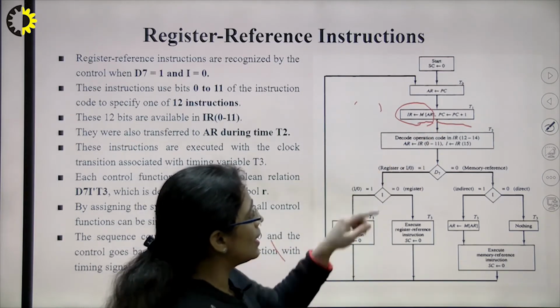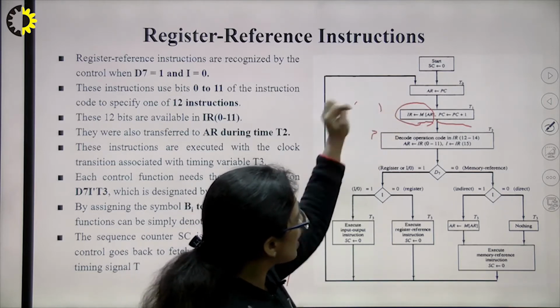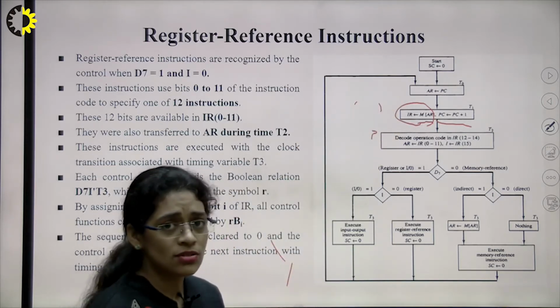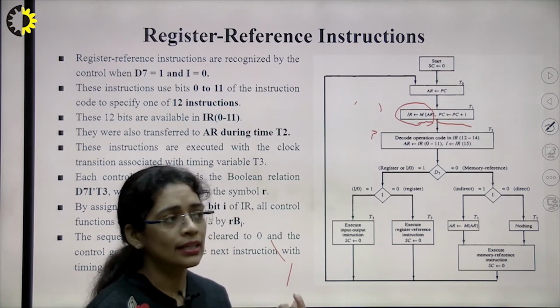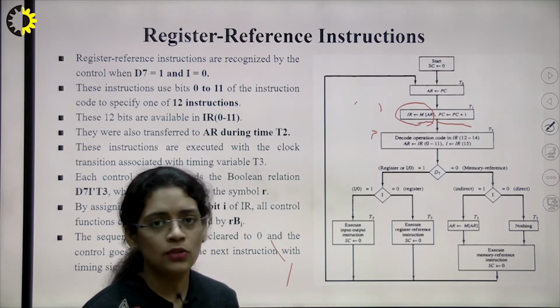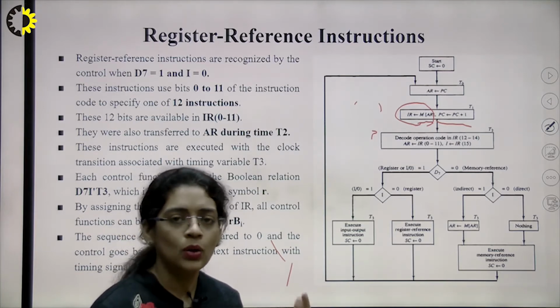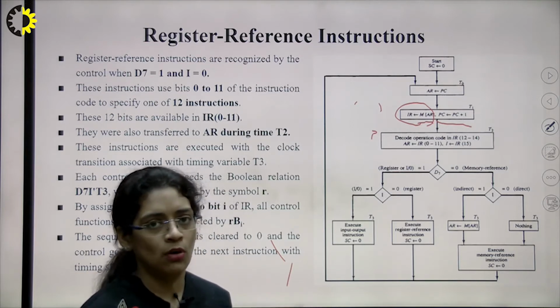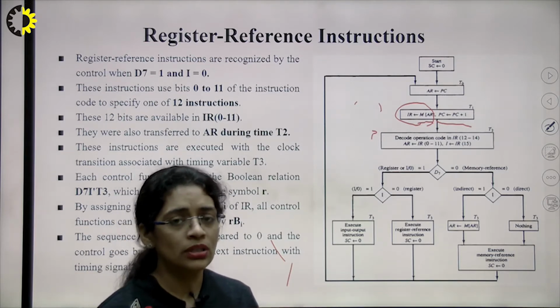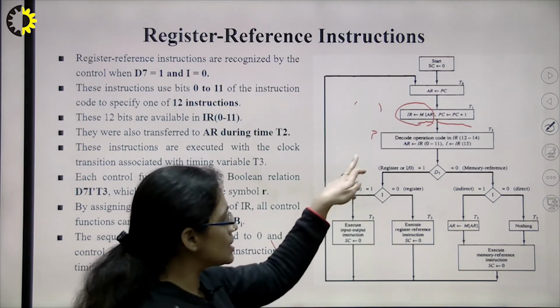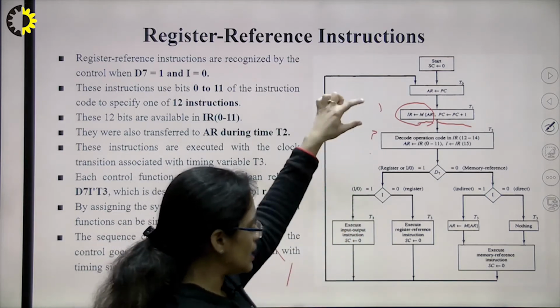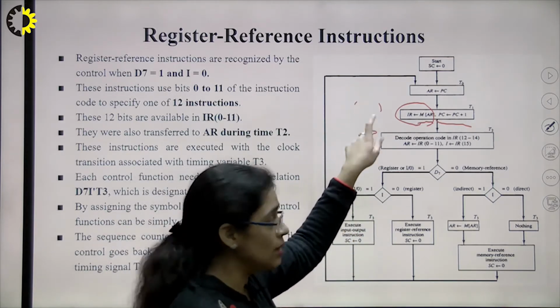Now from this instruction register, we need to find out the data on which we need to perform the operation and what kind of operation we need to perform. So we are going to do the task of decoding. Initially we were just fetching the instruction, now decoding.